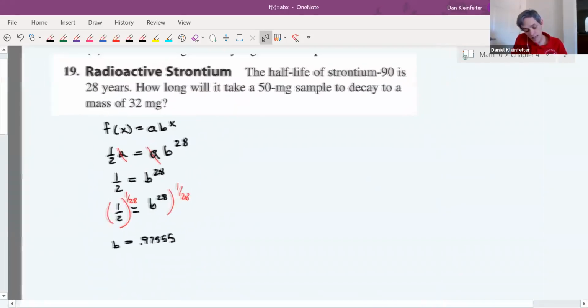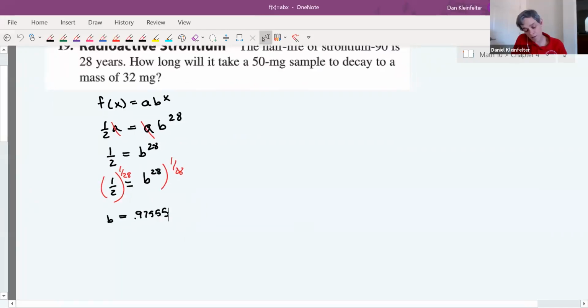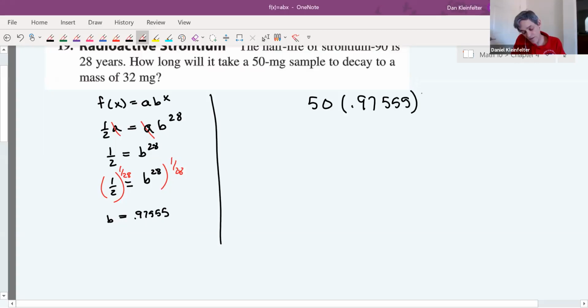Okay, so now we want to know how long it's going to take a 50 milligram sample to decay to a mass of 32 milligrams. So we're going to start with a 50 milligram mass. Our base is 0.97555. It's going to be raised to the t power. We don't know how long it's going to take to drop down to 32 milligrams.